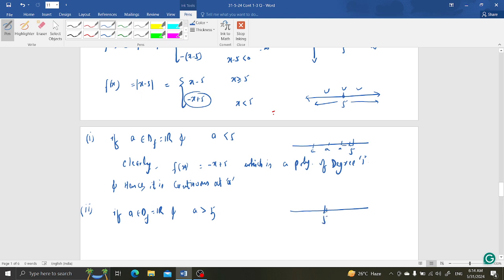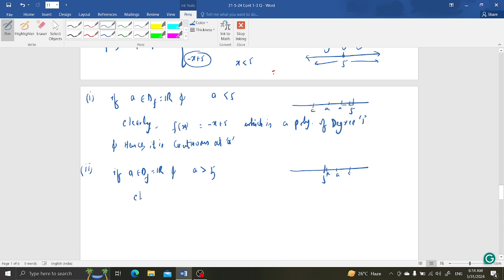But there should be a distance in between 5 and a, guaranteed. Because a is greater than 5, it may be here, it may be anywhere. So for that, clearly the function is the same line we need to repeat. f(x) is x minus 5 we have. We write the same, which is a polynomial of degree 5, and hence it is continuous at a.